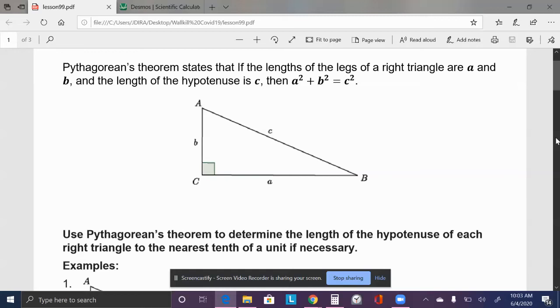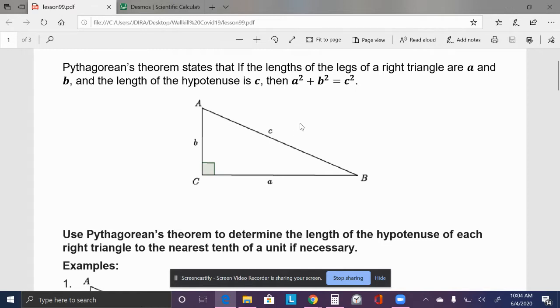In today's video, we are going to be using Pythagorean's theorem and actually solve for the sides of a right triangle. So in the previous lessons, we learned that Pythagorean's theorem states that if the lengths of the legs of a triangle are A and B, and the length of the hypotenuse is C, then they fit into this formula, A squared plus B squared equals C squared.